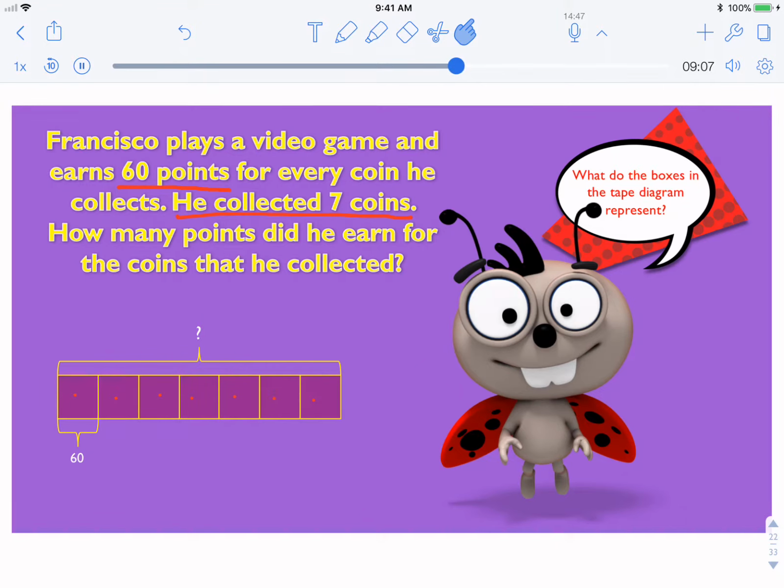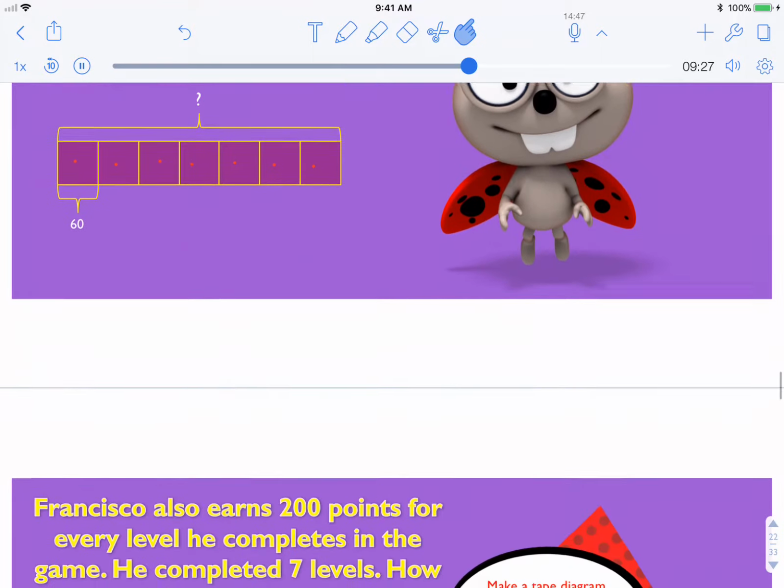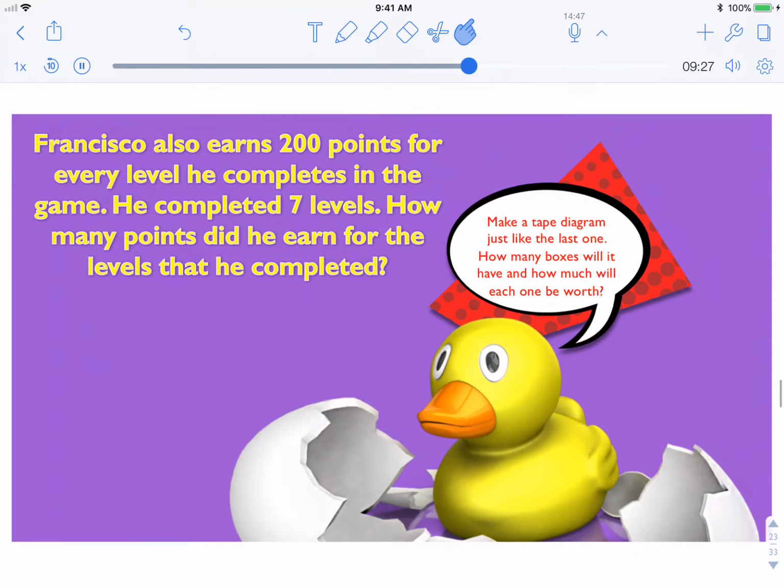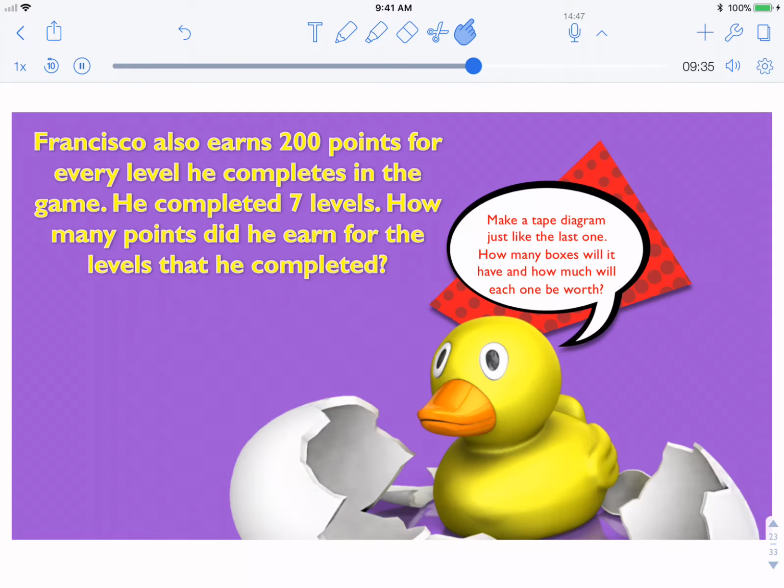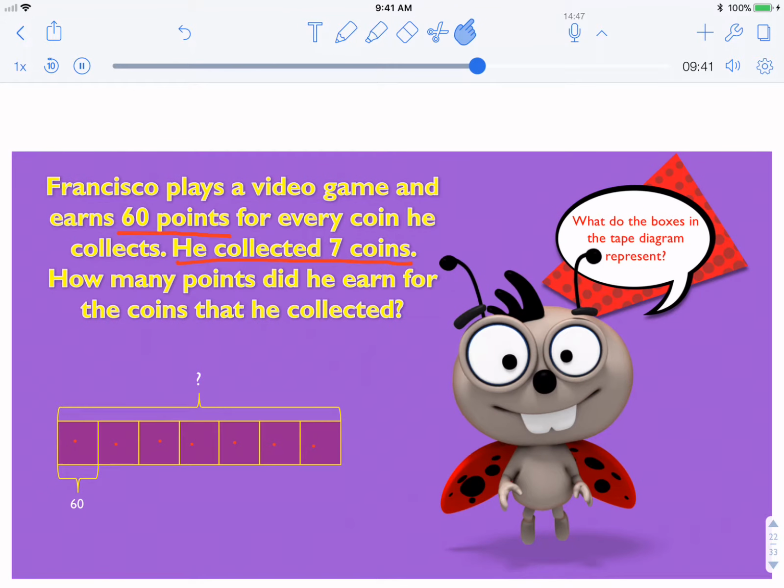How am I going to solve this problem? What does the question mark above the tape diagram mean? It represents how many points he earned for all the coins that he collected. So go ahead and solve this problem and see if you can do it. So you should have said 60 times 7, which would be 420 points.